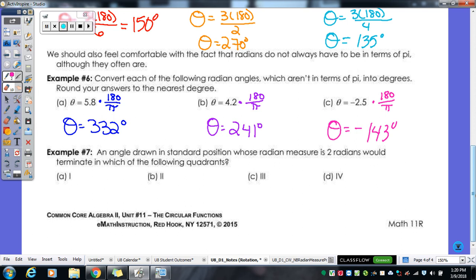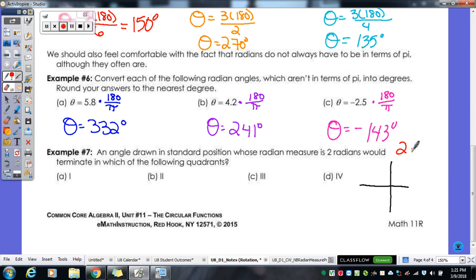So 1 radian is what? 1 radian ends up being in the first quadrant still. What makes it go all the way around? 2 pi radians. Goes all the way around, makes a full circle. 2 radians, you got to multiply it times 180 over pi to figure out what the degrees are. So like for this example here, we have an angle drawn in standard position whose radian measure is 2 radians, would terminate in which of the following quadrants? Again, I even struggle a little bit with being able to take my radians and tell which quadrant 2 radians is going to end up in.